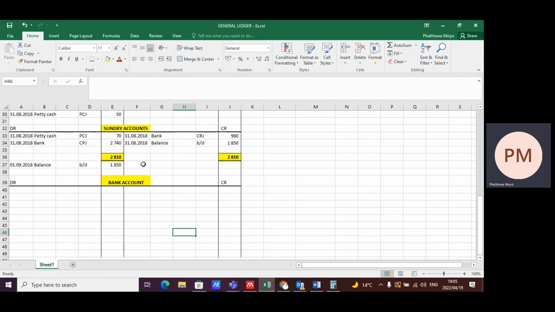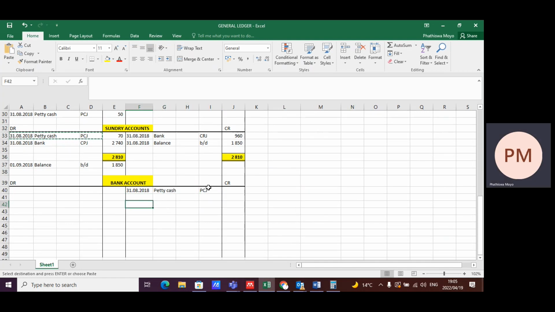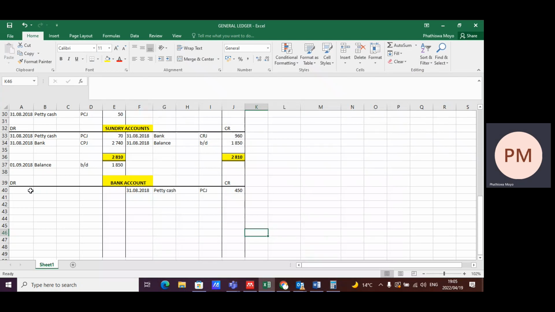The first thing we would have done on the 31st is to take money from the bank and pay the petty cash. That money is 450, you guessed it. Then what has happened now, you've got your sales, which increased the bank account. In fact, we will call this total receipts.